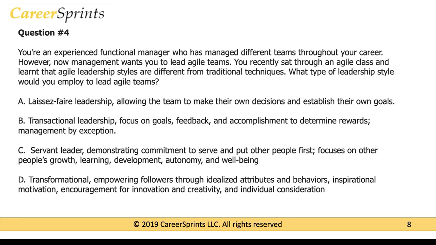Option B, transactional leadership, focus on goals, feedback, and accomplishments to determine rewards, management by exception. Option C, servant leadership, demonstrating commitment to serve and put other people first, focuses on other people's growth, learning, development, autonomy, and well-being. Option D is transformational leadership. This word is transformational leadership, empowering followers through idealized attributes and behaviors, inspirational motivation, encouragement for innovation and creativity, and individual consideration. So take a couple of seconds, think about the answer, and choose your answer.